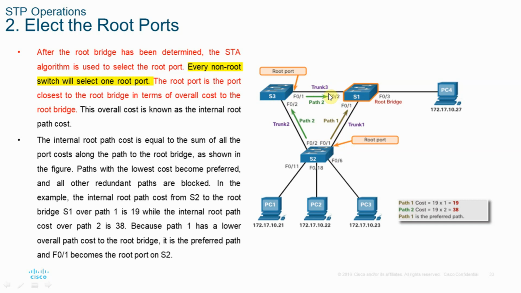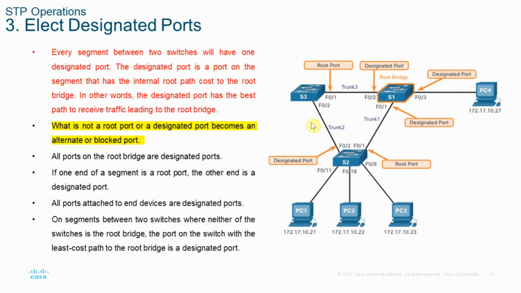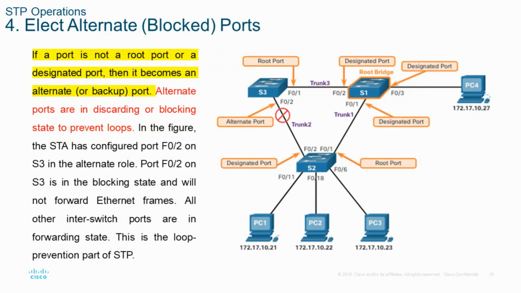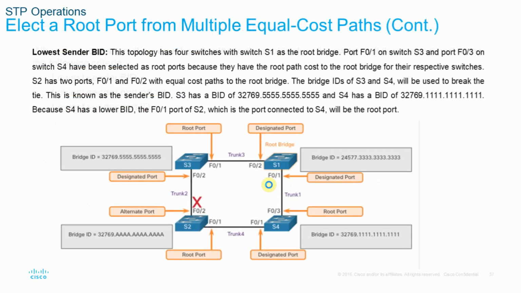Now S1, both Fa0/1 and Fa0/2 are designated ports. Now what about the blocked port? Compare S3 and S2. These two are designated ports. What will be the blocked port? We need to check the MAC address. It's not given here. That will be discussed in some other slides. I think they didn't give the MAC address, so leave that one. They already chose, but how they chose, they didn't give the MAC address. Like this there are so many other things.